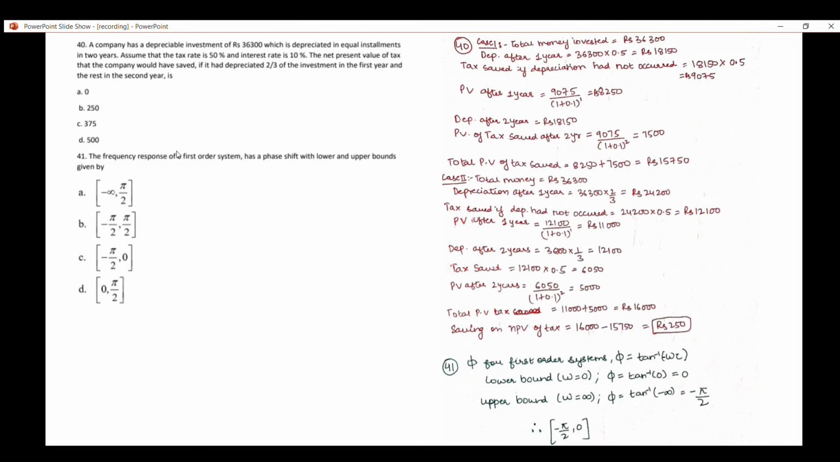Next, the frequency response of a first order system has a phase shift with lower and upper bounds given by. So the phase shift is tan inverse of minus omega tau. The lower bound would be when omega is equal to 0, and when we put omega equal to 0 in phi equals tan inverse of omega tau, we get the lower bound as 0. The upper bound is when omega is equal to infinity, which gives phi equal to minus pi by 2. So the correct option is C, minus pi by 2 to 0.